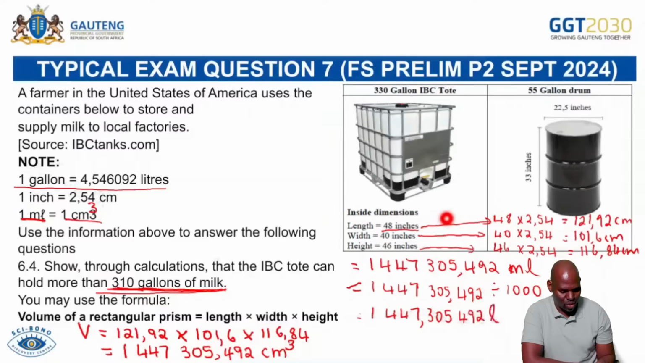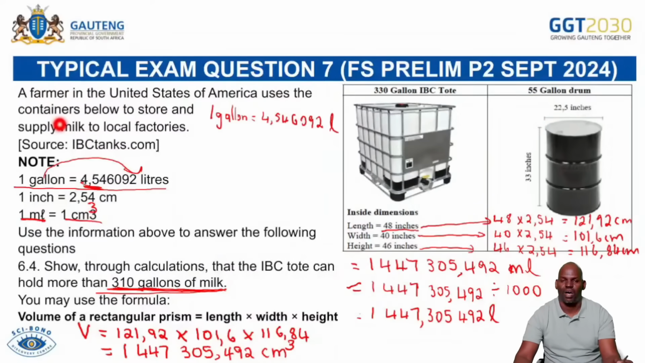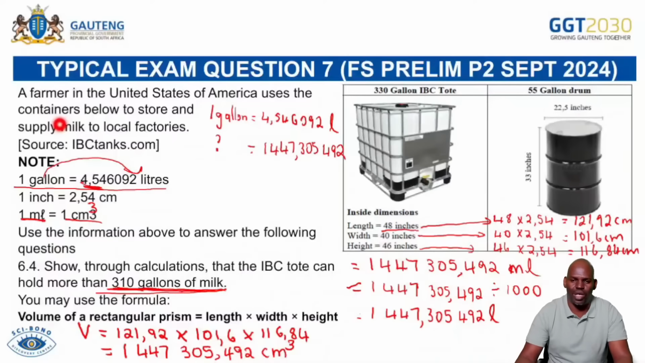I need to convert it. How do I convert this? If I want to convert from gallons to liters, I'm going to multiply by this. Remember how we did that? We know that 1 gallon is equal to 4.546092 liters. Now I need to do the conversion. What do I need here? I need to know the gallons. But what do I have? I've got 1,447,305.492. I'm not rounding anything off. We are not supposed to round off until we get to the final answer.